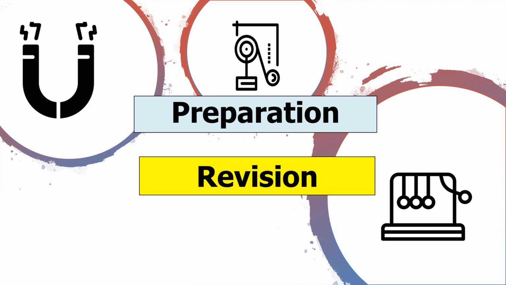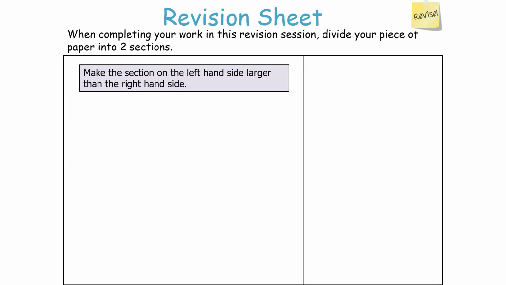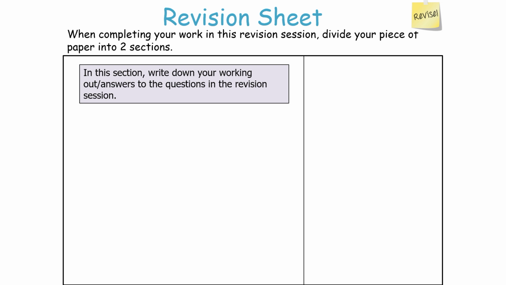So how should you carry out this particular revision session? Well, when you're completing your work in this revision session, divide your piece of paper into two sections. Make the section on the left hand side larger than the right hand side, and in this left hand side section write down your working out and answers to the questions in the revision session.